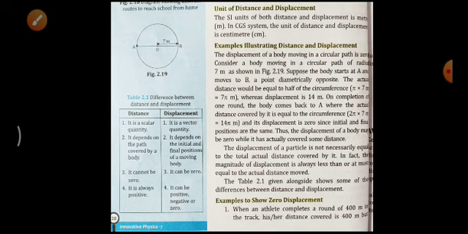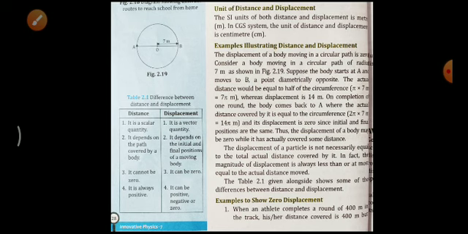Consider a body moving in a circular path of radius 7 meter, as shown in figure 2.19. You can see that also. 7 meter is the radius of the circular path, and an object is moving along it. Suppose the body starts at A and moves to B, a point diametrically opposite.